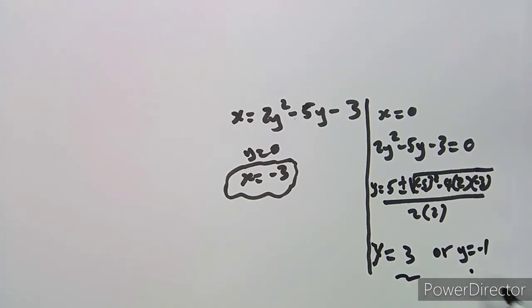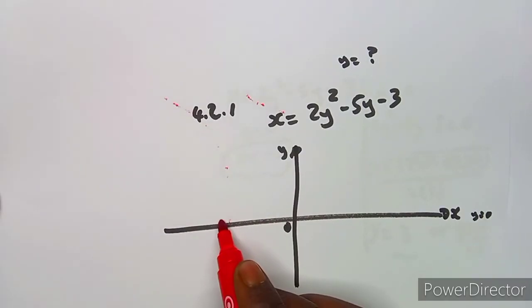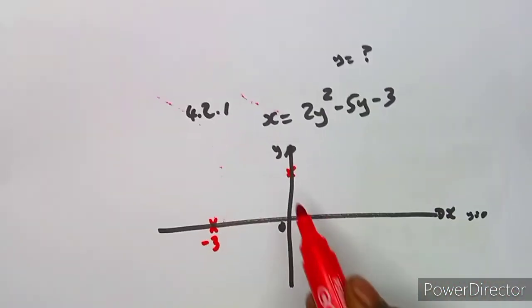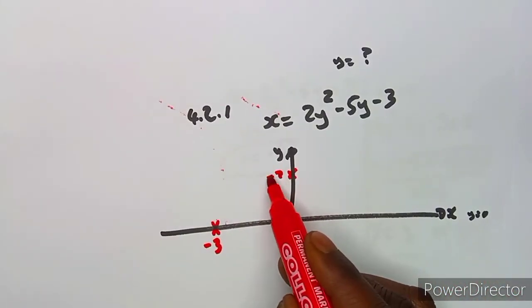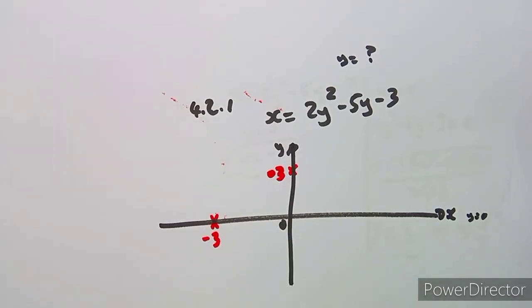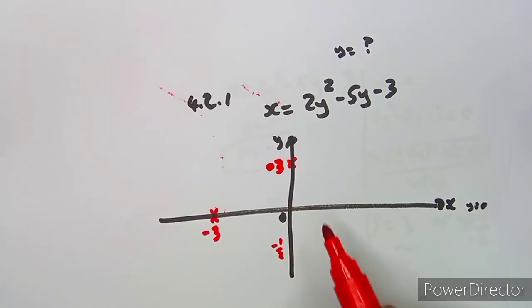All right, so these are the y-intercepts. Okay, -half, not -1, but -half. So the x-intercept is at -3. The y-intercepts, one is at 3, and another one at -half. Sorry, that's +3 there, and this one is -half somewhere there.